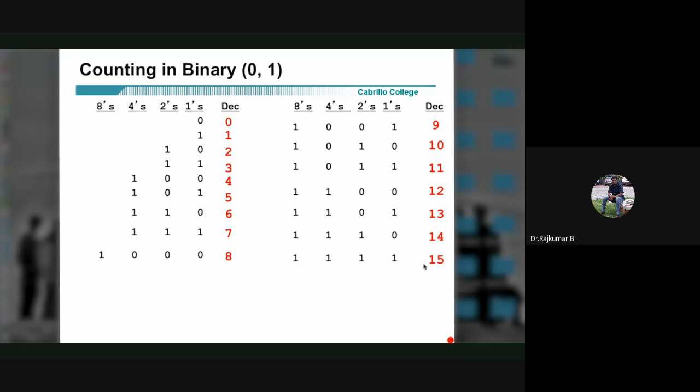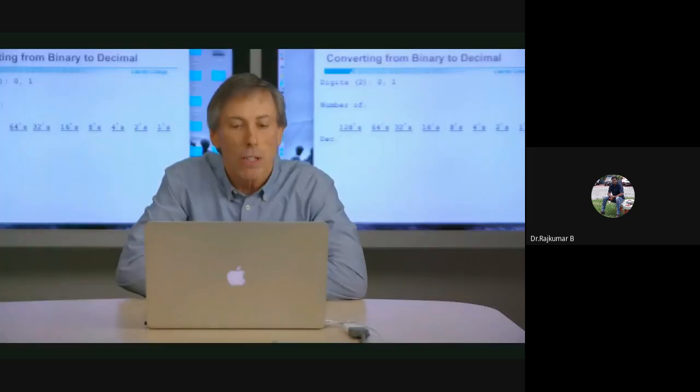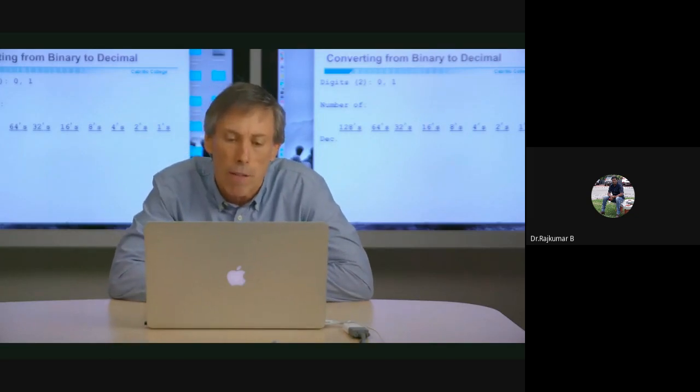So what would 16 be? You're right. We'd have another column over here of 16s. 2 times 8 is 16, so we'd have another column, and it would be 1 in the 16s column, followed by 0, 0, 0, 0. So let's look at how to convert from binary to decimal. It's very simple.